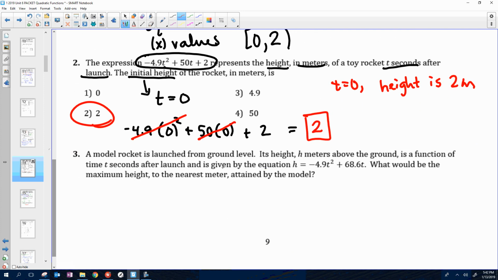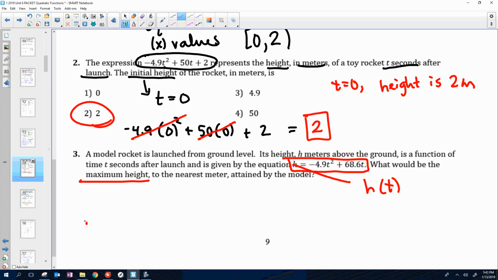Number 3, a model rocket is launched from ground level. Its height, h, above the ground, meters above the ground, is a function of time. Here's another function for you. This time they just said h. It's the same thing as saying h of t. What would be the maximum height to the nearest meter attained by the model?